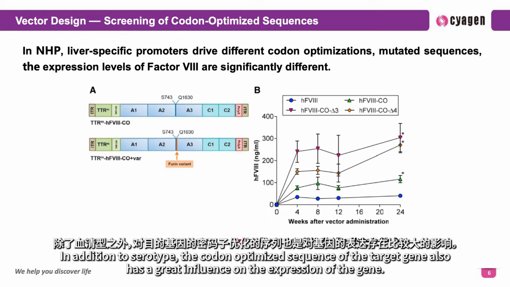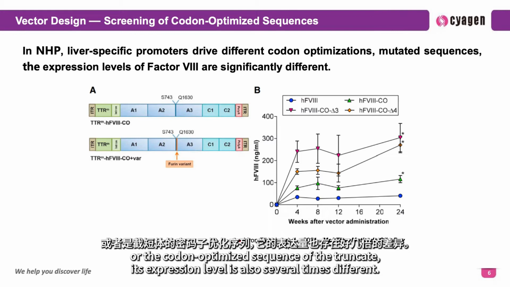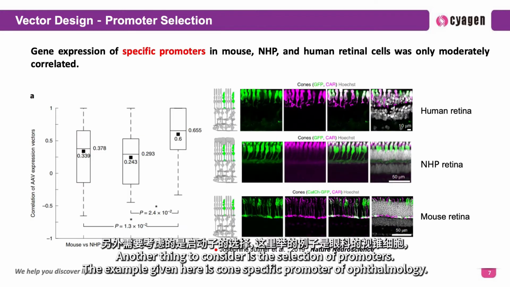In addition to serotype, the codon-optimized sequence of the target gene also has a great influence on the expression of the gene. The example here is factor VIII for the treatment of hematological diseases. Whether it is the full-length sequence expressing wild-type or codon optimization, or the codon-optimized sequence of the truncated version, its expression level is also several times different. Another thing to consider is the selection of promoters. The example given here is the cone-specific promoter in ophthalmology.